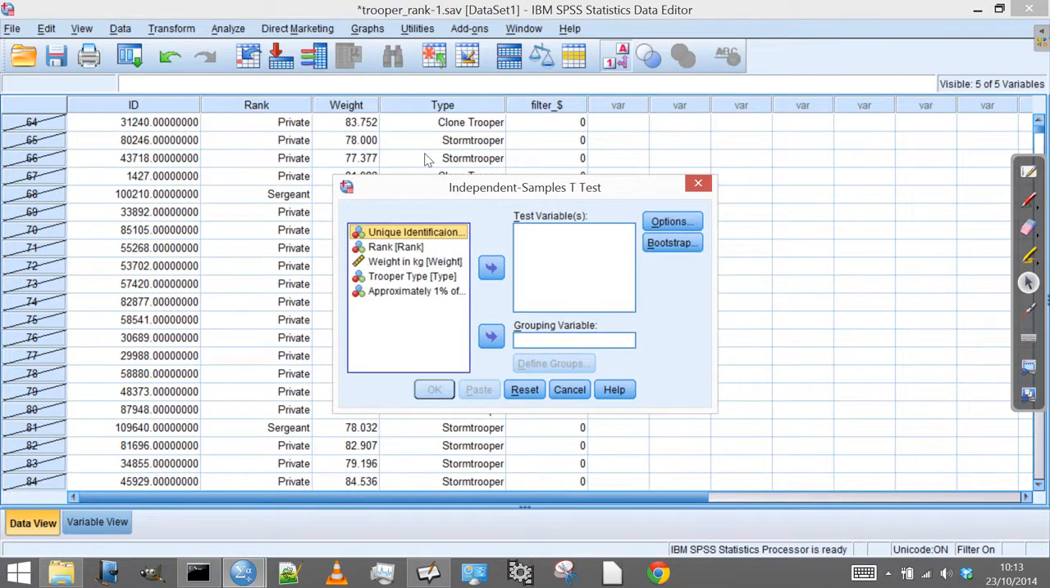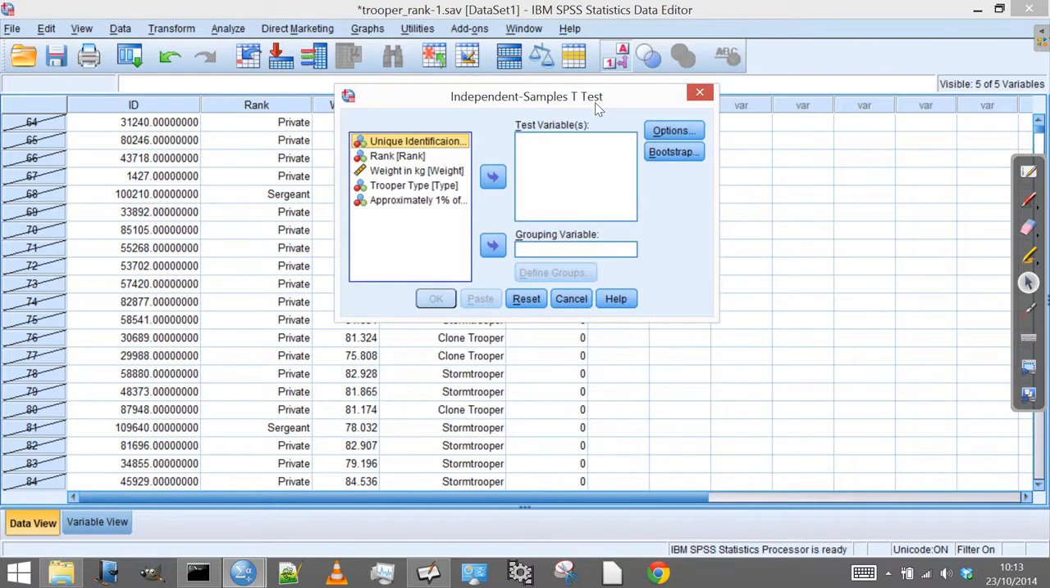So we can click on that. And the independent samples t-test dialog box comes up. We're comparing the weight in two groups. Remember, our null hypothesis is that there is no difference in weight between the two groups, or the mean weight of the two groups is the same. So we check that box there, see this little arrow, to put weight into the test variables. So select weight by clicking on it, click the arrow in the middle, and it will appear in the test variables box. Now our grouping variable is our trooper type. That's clone trooper or storm trooper, or composite type, or dentist type. And we can define those groups.